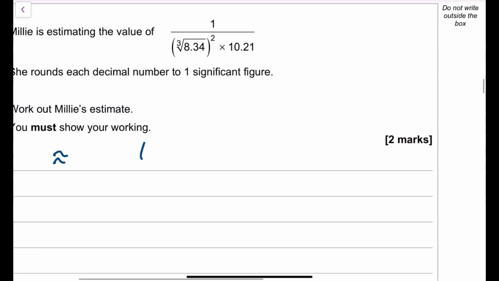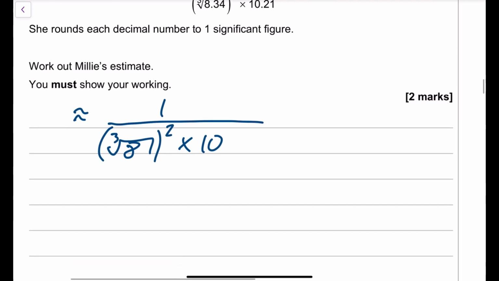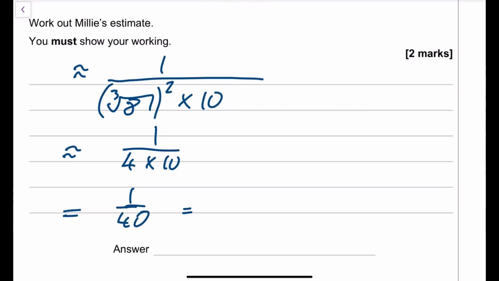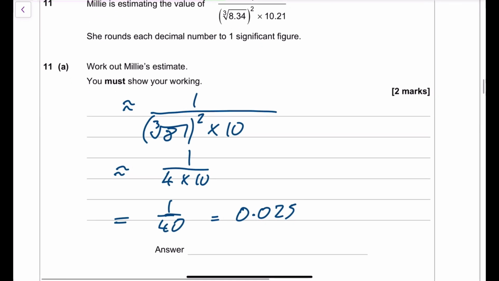So the 1 stays fixed, the 8.38 just becomes 8, and it's the cubed root of 8 squared, and then times 10. Oh, you nearly could have done that without a calculator. The cubed root of 8 is 2, and then square it, you get 4, and then times 10. So it's going to be 1 over 40. If you have that written down, and then you just do that as a decimal as well, you're not going to lose any marks. So 0.025. Not too sure which they would be looking for here.